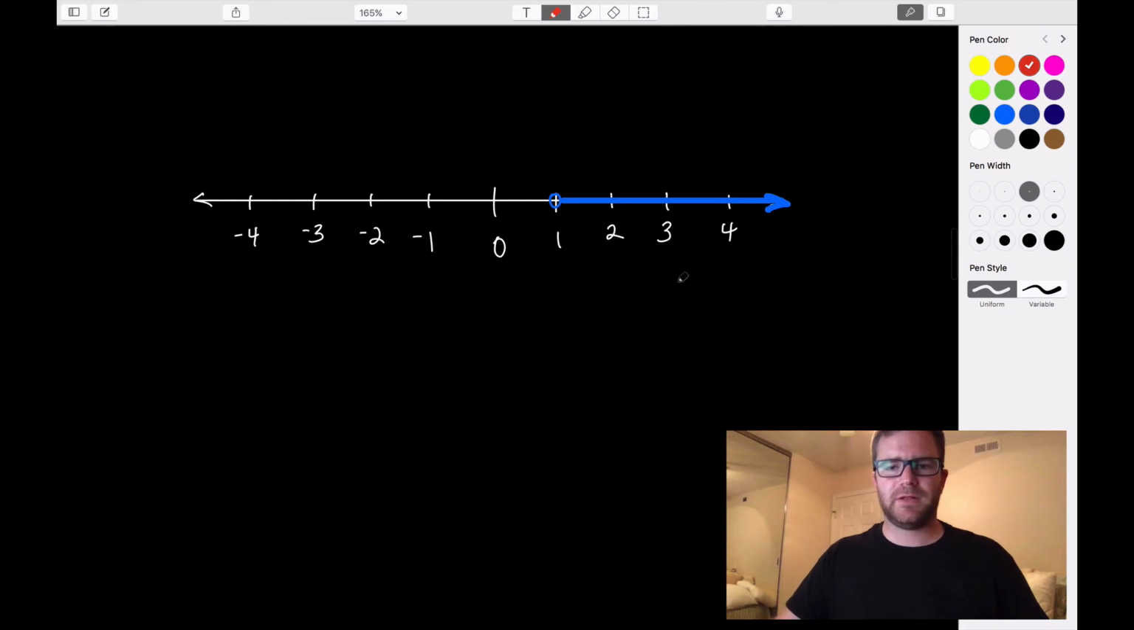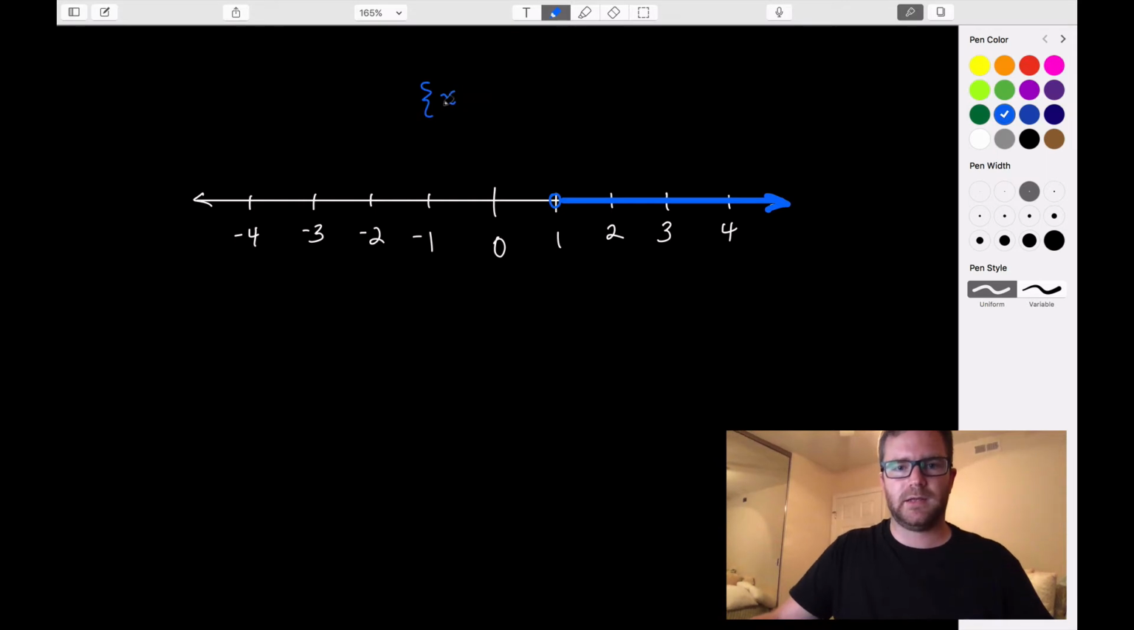Sometimes we might see something like this, where an endpoint is open, it could be closed, but then it's also saying that everything to the right forever is included as part of our solution set. So how would we signify this? Well, it's saying that we're starting at 1, and then all of the values that are to the right of 1 or are greater than 1 are part of our solution set.